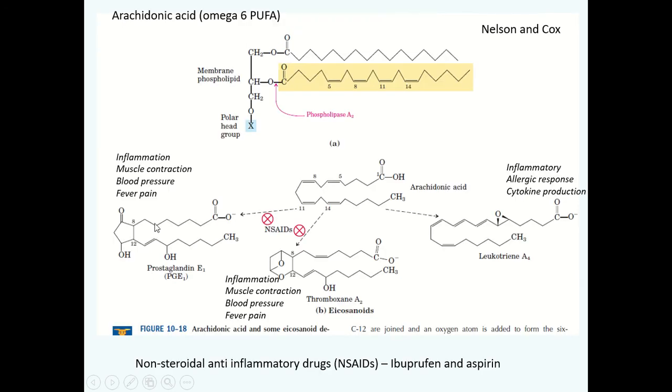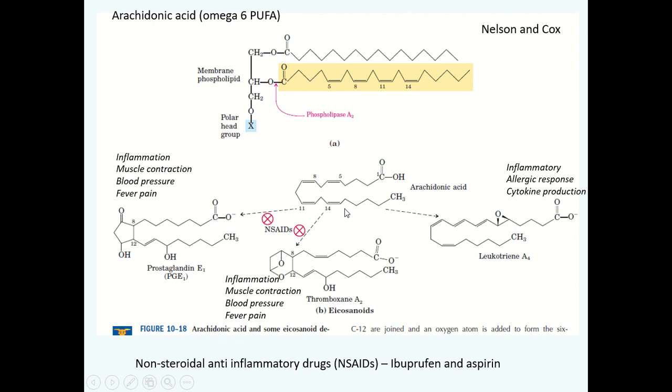The next important example is arachidonic acid. Arachidonic acid is a 20-carbon fatty acid. It is an unsaturated fatty acid. It's an omega-6 polyunsaturated fatty acid. The structure is shown here. This is a membrane phospholipid. This is glycerol, carbon 1, 2, and 3. This is the polar head group attached to carbon number 3. Carbon 1 contains a saturated fatty acid, and arachidonic acid is attached to carbon 2 of glycerol. When the enzyme phospholipase A2 is activated, it breaks down this bond and releases arachidonic acid. So this is the representation of arachidonic acid here.